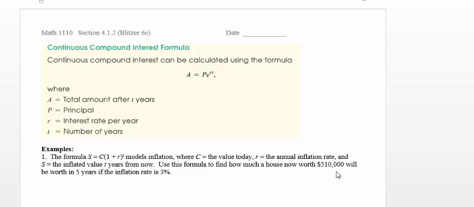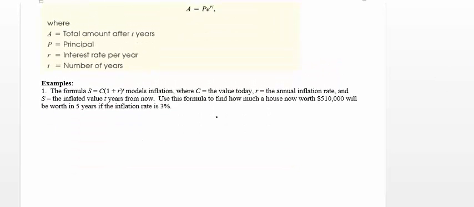A, the accumulated value, equals P e to the RT. P is the principal, R is the interest rate per year, T is the number of years. Let's look at an example of this where S equals C times 1 plus R to the T. And notice C is the value today. R is the inflation rate. S is the inflated value T years from now. And T is, of course, the number of years.